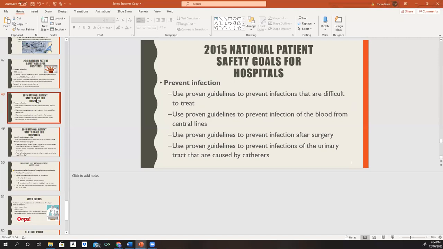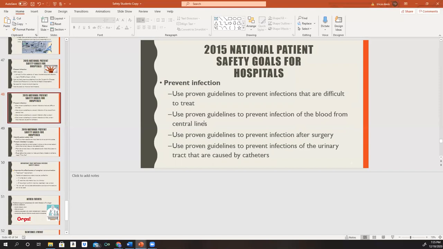And then if you don't, well, then you get a little nasty note to your email that tells you, hey, you guys are not washing your hands. You guys need to step your game up. So more things to do for preventing infection. Use proven guidelines to prevent infections that are difficult to treat, like MRSA and VRE. So stop prescribing antibiotics so much, right, when they're not needed, so we don't develop these super bugs. Use proven guidelines to prevent infection from blood and central lines, so using that aseptic technique or sterile technique.